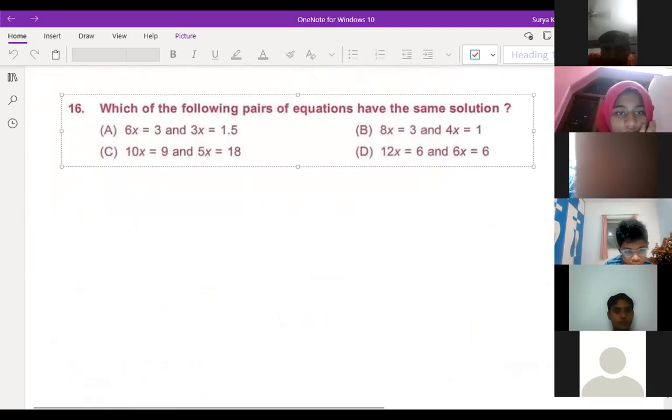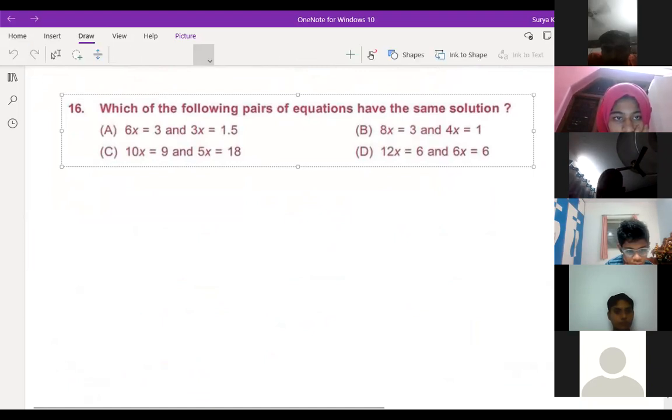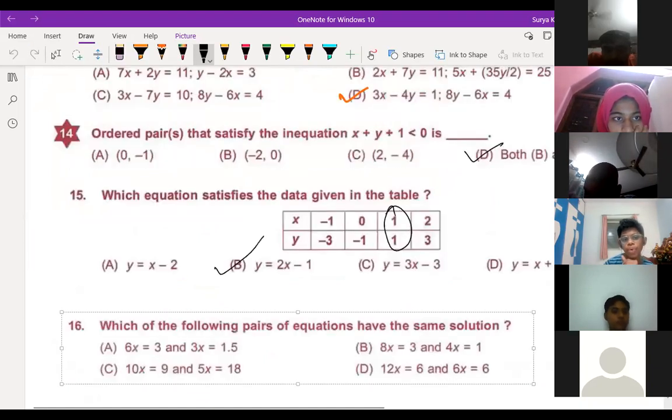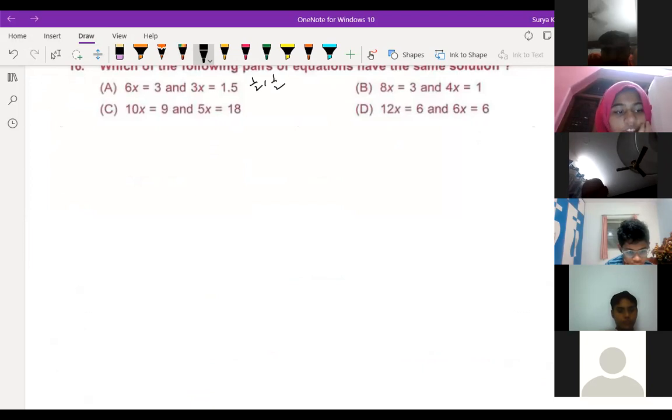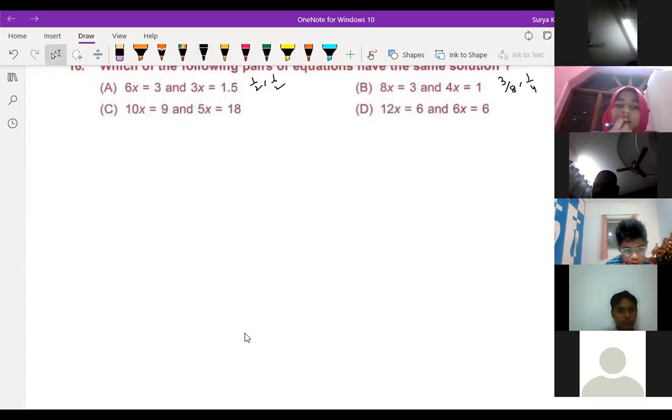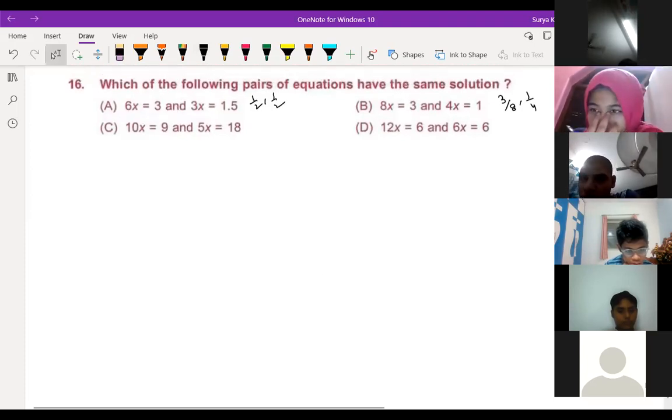Which of the following pairs of equations have the same solution? Here x is coming in the first equation as 1 by 2 and in the second also 1 by 2. So here you are getting 1 by 2 and 1 by 2 as the x value, right? Yes, sir, that's the answer. Both will be the same. The x values are the same in both cases.